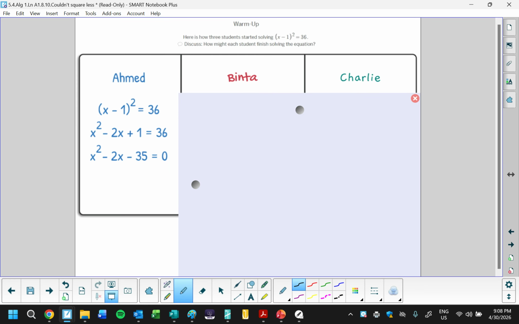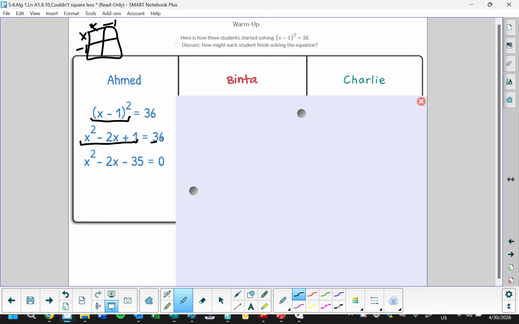First of all, we have Ahmed's, and this actually looks like a method that we learned before. The first thing Ahmed did was take his binomial and expand it from factored form into standard form. You might choose to use a box, x minus 1 times x minus 1. And he then decides to subtract 36 from both sides, getting something now in standard form equaling 0.